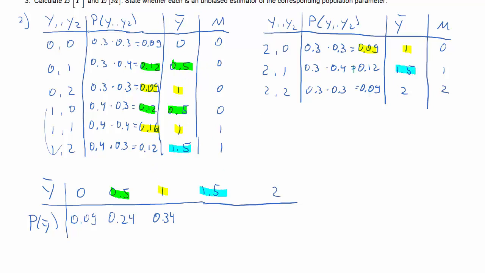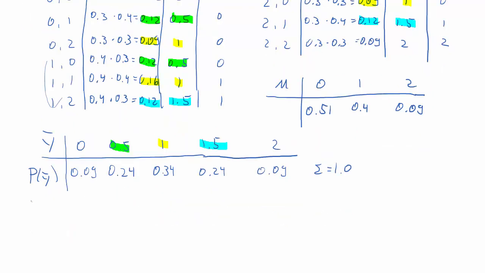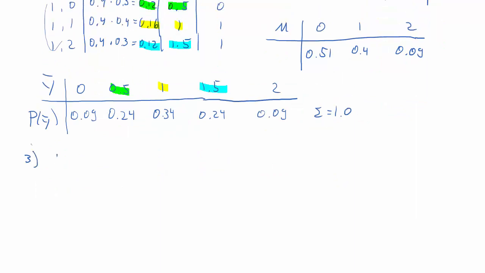And then we again have two where the sample mean is 1.5. These probabilities added is 24% again, and it's a 9% probability that sample mean is 2. Altogether, these probabilities add to 1, so it is a probability distribution. And here it is, our sampling distribution for y bar. Now, in the sampling distribution for m, again, we'll check what are the possible outcomes, 0, 1, and 2. Now we add up the probabilities for all the cases where the minimum is 0, and that is 0.51, 0.4 for minimum of 1, and there's only one outcome where the minimum is 2, and that has a 9% probability.